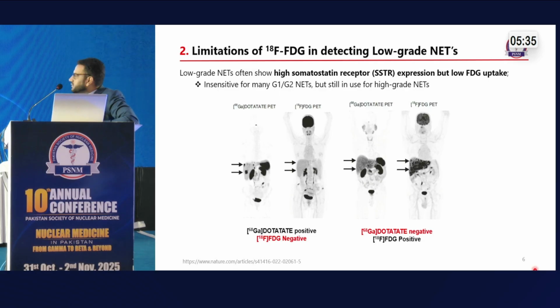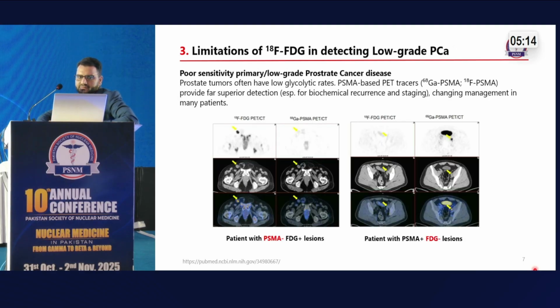So therefore, the non-FDG or the other tracers can even explain the situation or the staging or the spread of the disease better than FDG. Likewise, another patient where the dotatate negative, but FDG is positive here. So in order to assess the real kind of staging or the condition of the patient, we also need to have the non-FDG tracers with us.